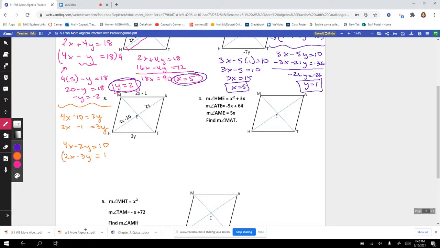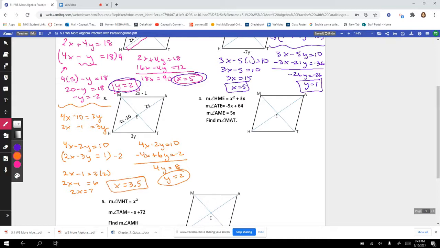Now I'm going to multiply the second equation by negative 2. So that gives me 4x minus 2y is equal to 10. And I have negative 4x plus 6y is equal to negative 2, which gives me positive 4y is equal to 8, so y is equal to 2. I'll substitute that into either equation. I'll go back to the second one. I have 2x minus 1 is equal to 3 times 2. So I have 2x minus 1 is equal to 6. 2x is equal to 7. So x is equal to 3.5.